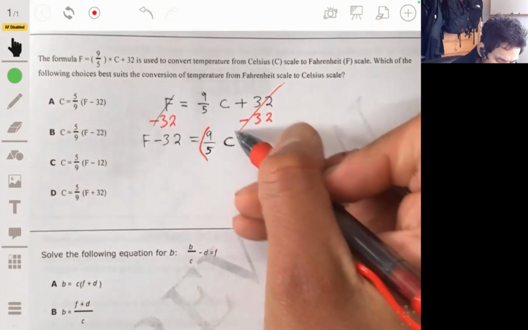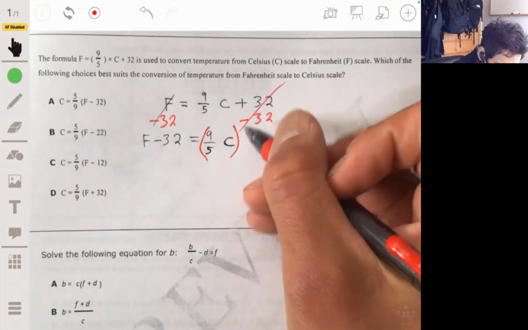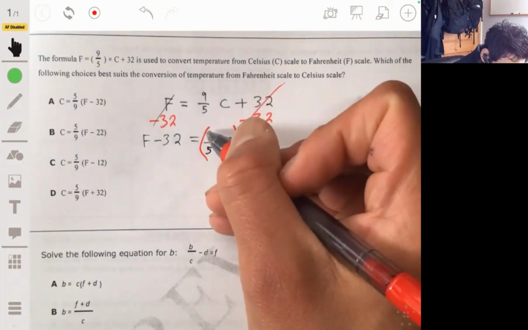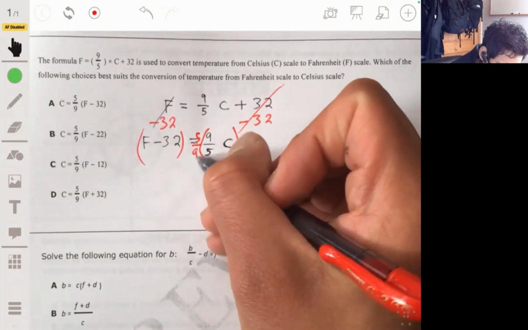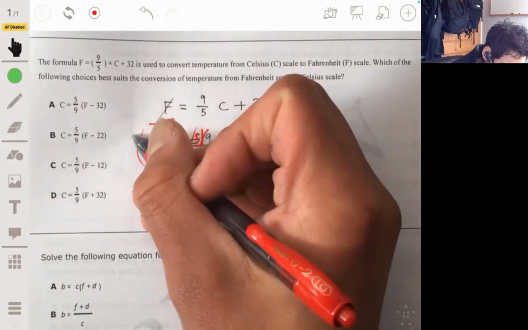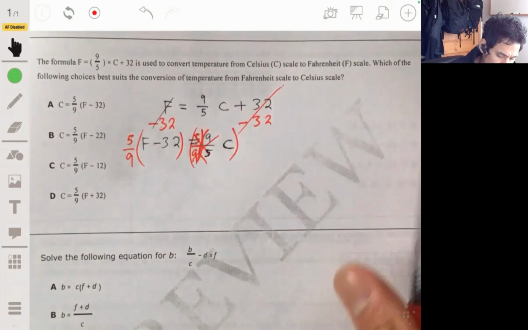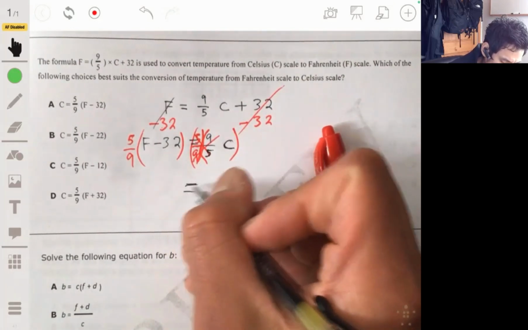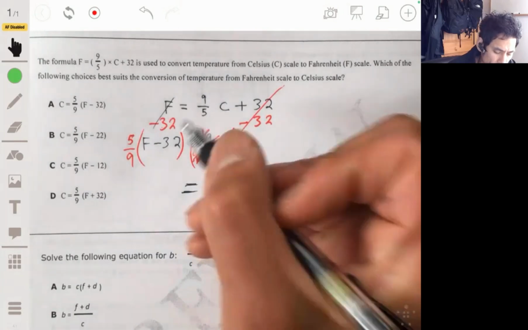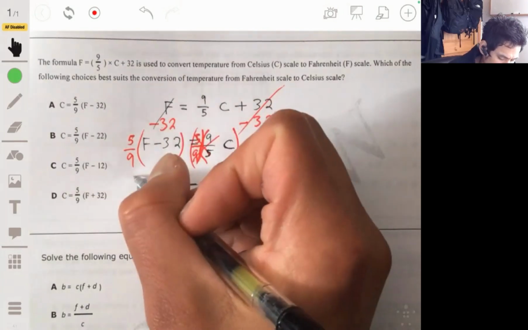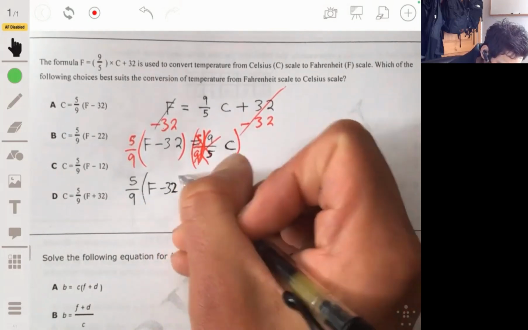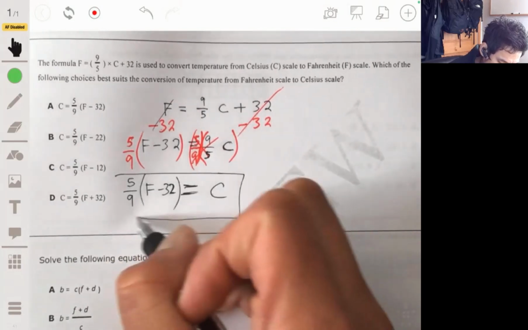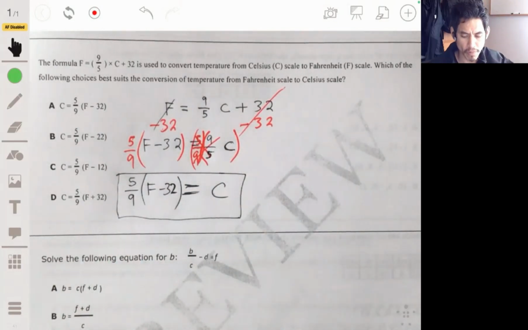And so what we then need to do is cancel out this 9/5. And what we're going to do is multiply each side by the reciprocal, so by 5/9. That will cancel on the right, so all you'll have is C. Remember to group, though, F minus 32 in parentheses. So you're going to have 5/9 times the quantity of F minus 32 is equal to C. And so your answer will be then A.